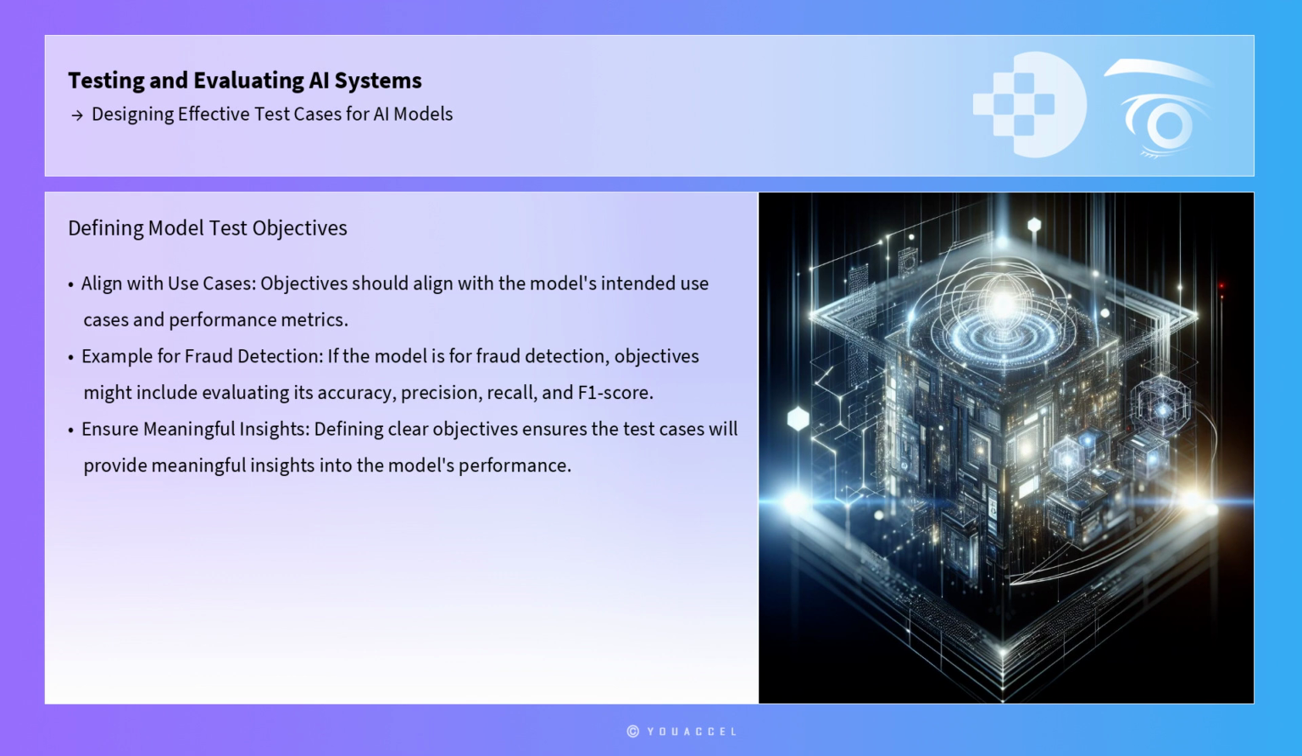Once the model's architecture is understood, the next step is defining the test objectives. These objectives should align with the model's intended use cases and performance metrics. For example, if the model is designed for fraud detection, the test objectives might include evaluating its accuracy, precision, recall, and F1 score on a dataset representative of real-world transactions. Defining clear objectives ensures that the test cases will provide meaningful insights into the model's performance.